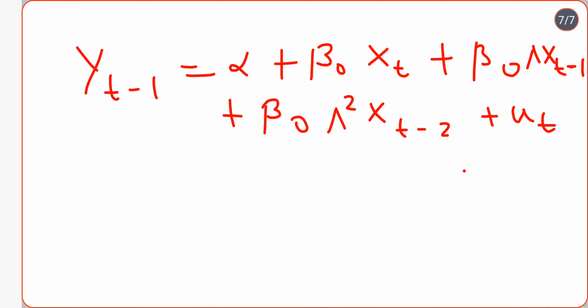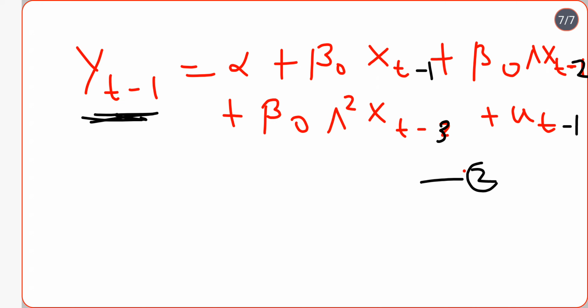Now as we are taking a lag of 1 period, yt is becoming yt minus 1, so xt will also become xt minus 1, xt minus 1 will become xt minus 2, xt minus 2 will become xt minus 3, and ut will become ut minus 1.